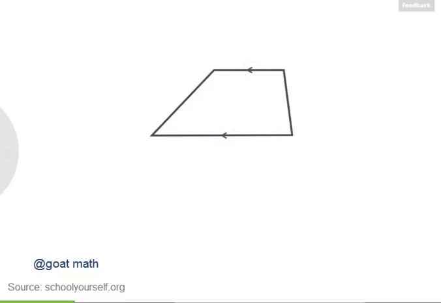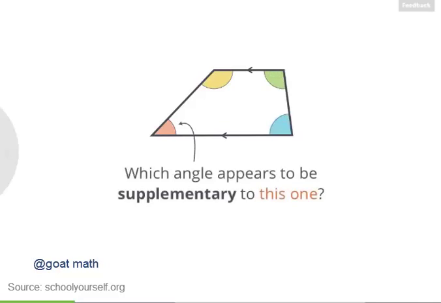Now there's another interesting feature about trapezoids we'll be covering in this lesson. Take a look at this red angle down here. Which angle in this trapezoid appears to be supplementary to the red angle? Nicely done. So this yellow angle and the red angle appear to be supplementary, meaning they add up to 180 degrees. Let's see if we can prove this is true.